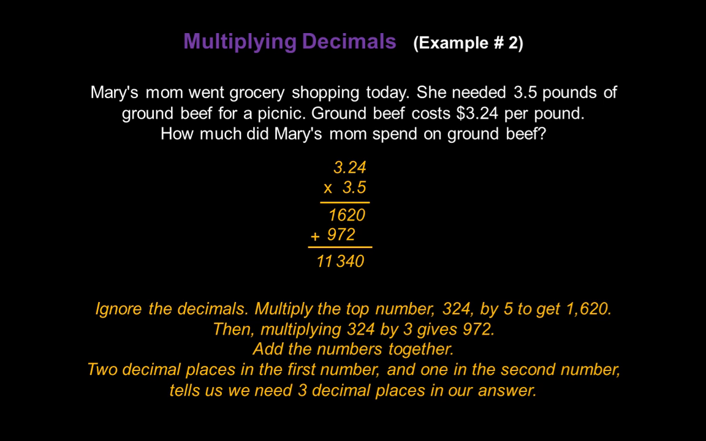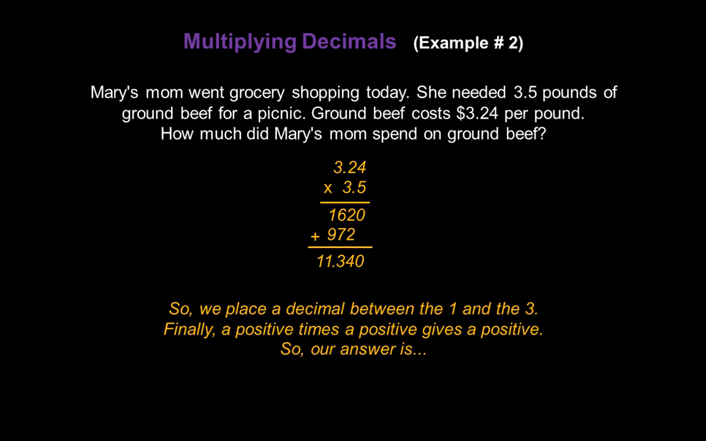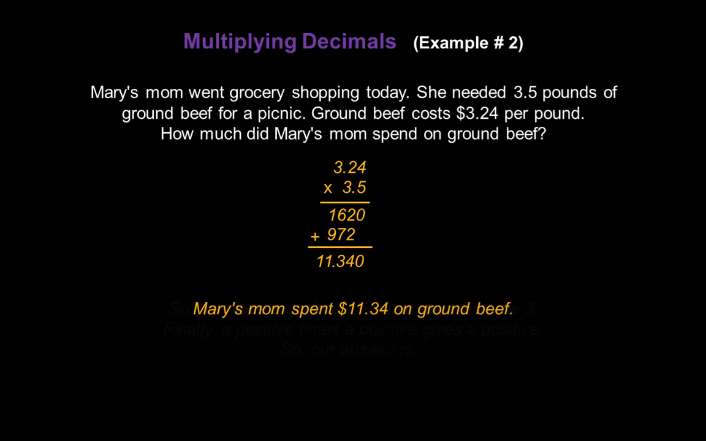Now there are 2 decimal places in the first number and 1 in the second number. That tells us we need 3 decimal places in our answer. So we place a decimal between the 1 and the 3, just like that. Finally, a positive times a positive gives us a positive number. So the sign is fine. And our answer is Mary's mom spent $11.34 on ground beef.